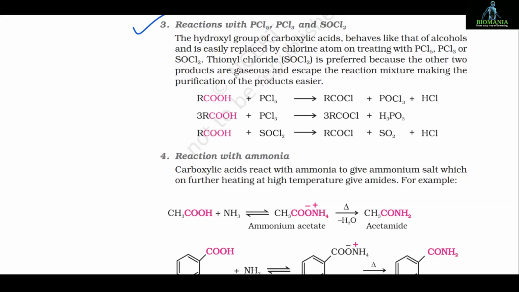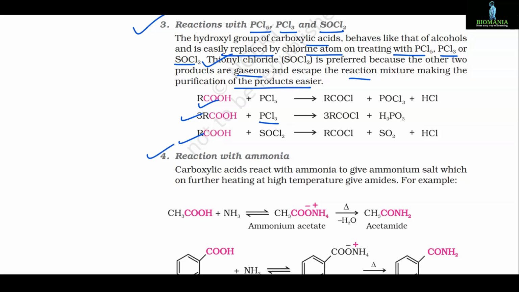Number 3, reactions with PCl5, PCl3 and SOCl2. The hydroxyl group of carboxylic acid behaves like that of alcohols and is easily replaced by a chlorine atom on treating with PCl5, PCl3 or SOCl2. Thionyl chloride, SOCl2, is preferred because the other two products are gaseous and escape the reaction mixture, making the purification of the products easier. RCOOH plus PCl5 is forming RCOCl plus POCl3 plus HCl. 3RCOOH plus PCl3 gives 3RCOCl plus H3PO3. RCOOH plus SOCl2 gives RCOCl plus SO2 plus HCl.